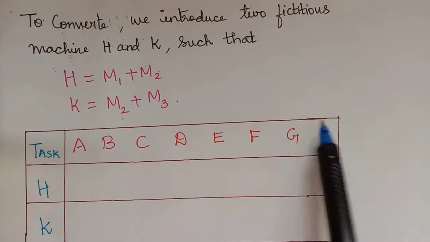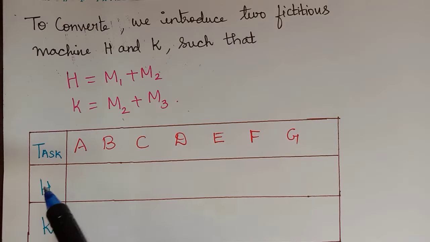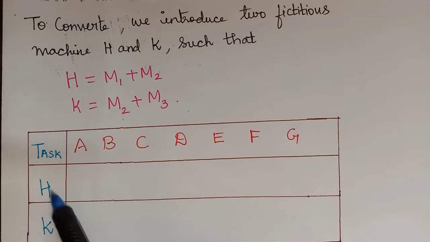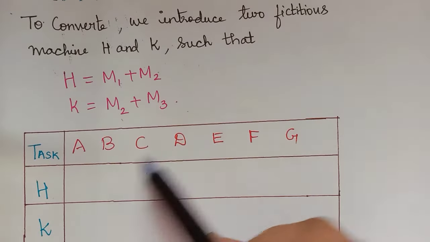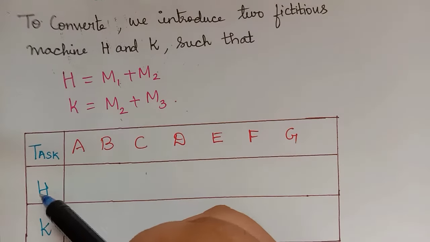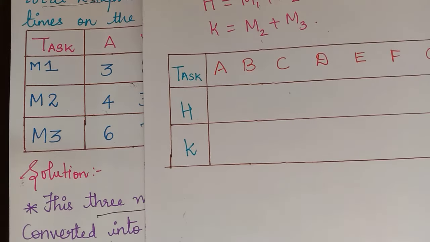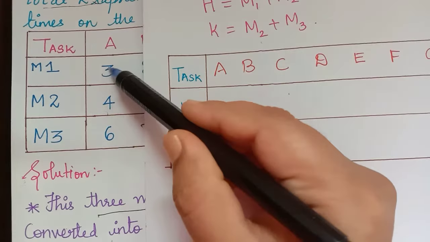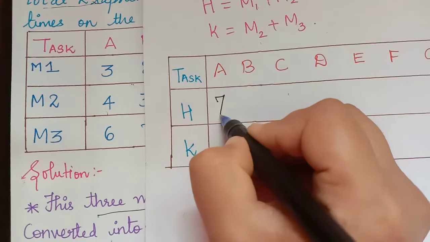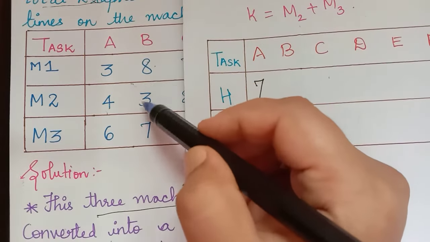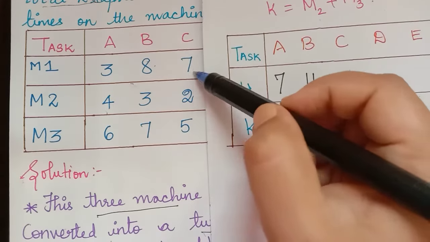So we have to draw a new table where we write all the jobs and the machine H. How are we going to write the processing time for machine H? We add the processing times of M1 and M2 for the corresponding jobs. For job A, M1 is 3 and M2 is 4. Add these two, 3 plus 4, that is 7. So we write that here. Now for B, we add 8 plus 3, so that will be 11. We write that here. So for C, it will be 7 plus 2.